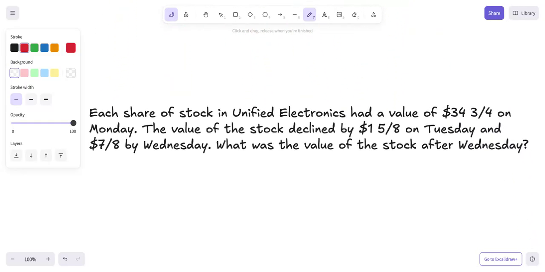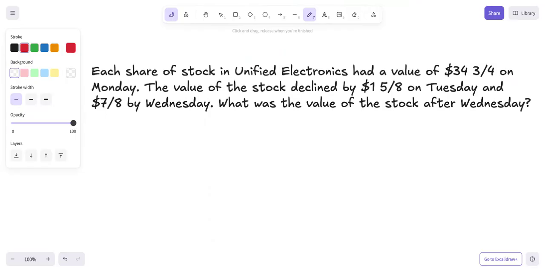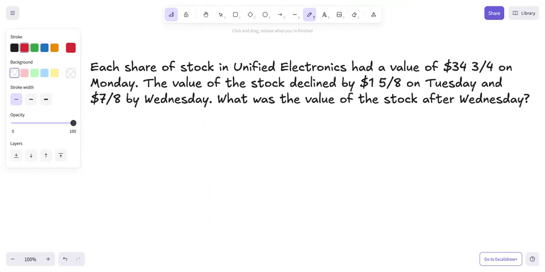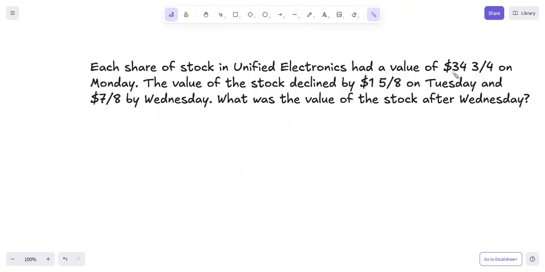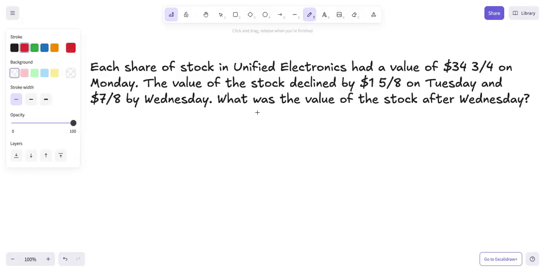And next one. Each share of the stock in Unified Electronics has a value of $34.34. On Monday, it declined, or went down by $1.05 on Tuesday, and then went down again by 7/8 of a dollar by Wednesday. What was the value of the stock after Wednesday? So we start with 34 3/4. We decline, so subtract 1 5/8 on Tuesday, and then we decline, which is subtract another 7/8 on Wednesday.